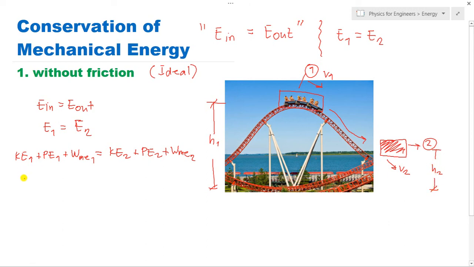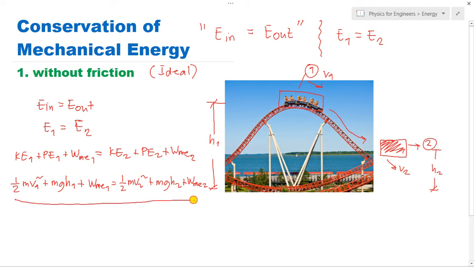Here we can say that kinetic energy 1 is 1/2 mass times v1 squared, plus the potential energy is mgh1, or the first elevation. Let's say the car has some mechanical work, so let's just assume that we have a mechanical work at 1. Then the next one is again the kinetic energy, 1/2 m v2 squared, plus mass times gravity times h2, plus the mechanical work at point 2. So this is now the equation for our conservation of mechanical energy. This is for the ideal condition.